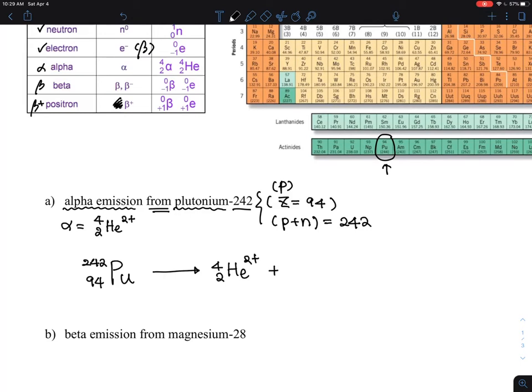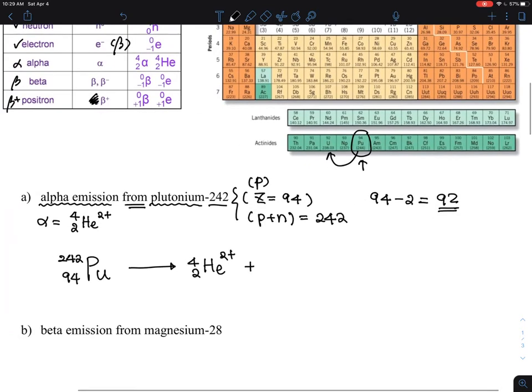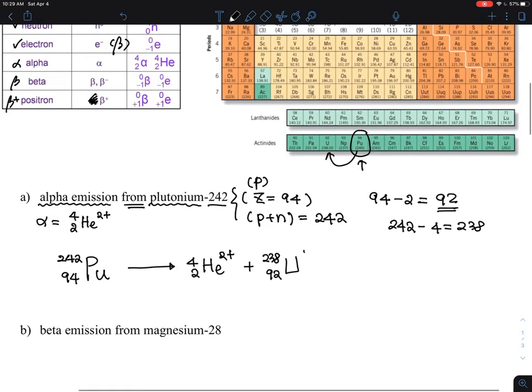So if you look at that, your Z number 94 should be subtracted by 2 because you lose 2 protons, and that's 92. So 92 means what? You become uranium. Okay, so you put U and 92. And then what about the mass? Mass is essentially 242 minus 4, 238. And then if you look at the charges, you should have 2 minuses.